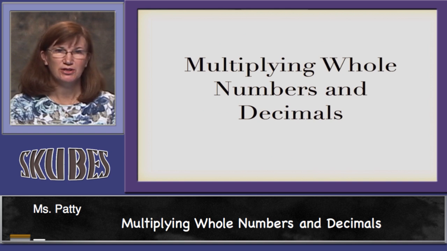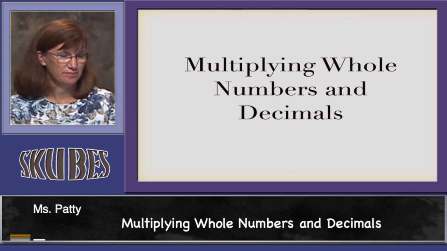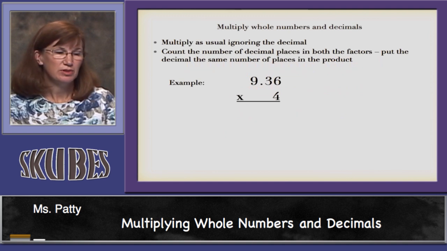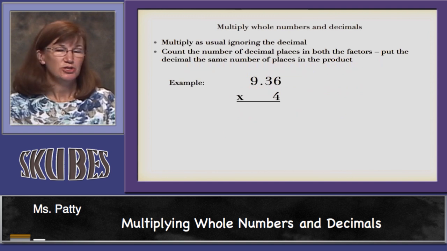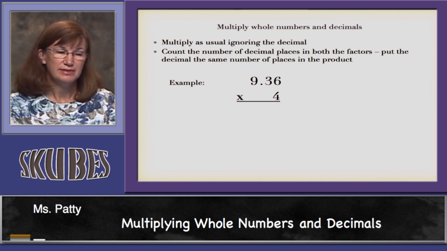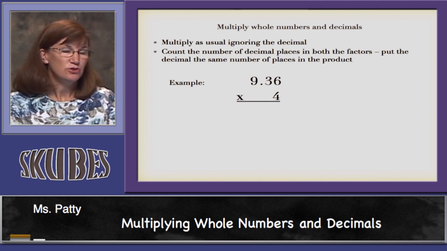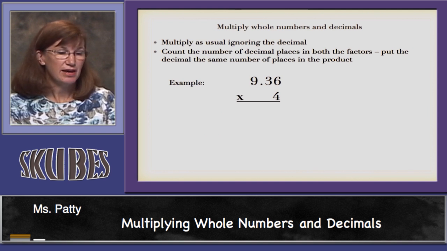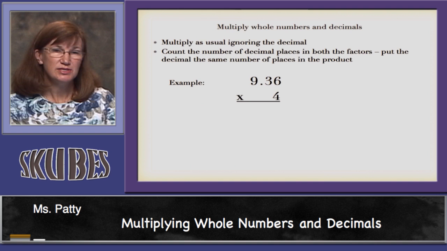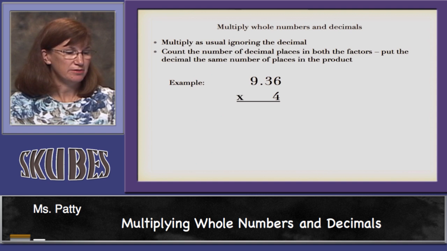This lesson is multiplying whole numbers and decimals. When you multiply whole numbers and decimals, you multiply as usual and simply ignore the decimal as you multiply. When you've finished, you count the number of decimal places in the factors and you put the decimal the same number of places in the product. Let's see an example and show you what I mean.